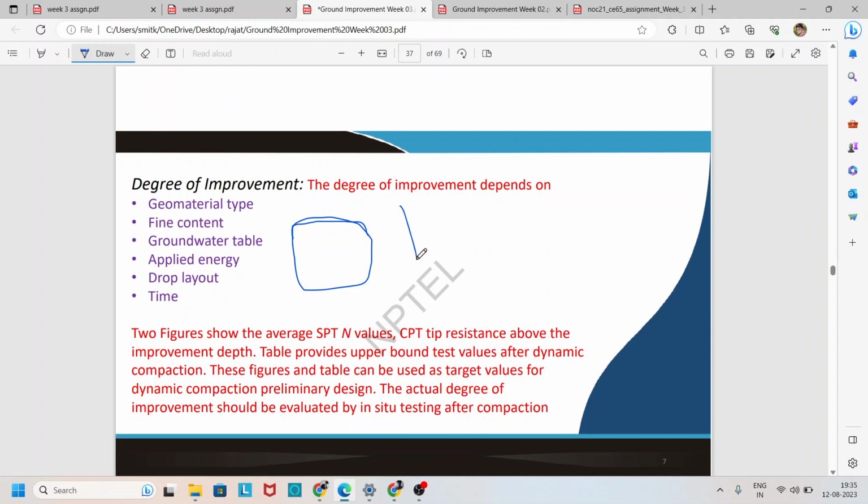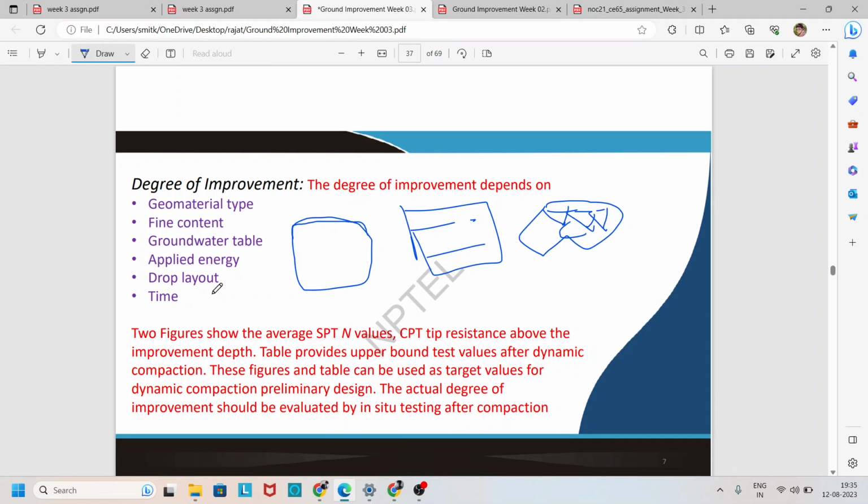That means if the area is square in nature, the square pattern is quite suitable. If the area is an irregular shape, a triangular pattern is quite suitable to improve the ground. So the technique also depends on the drop layout.